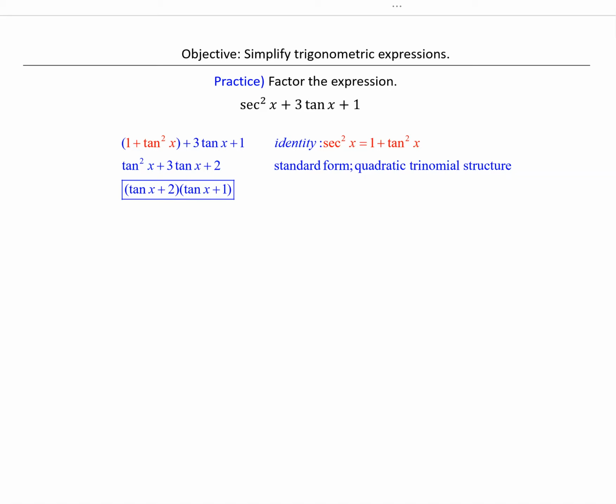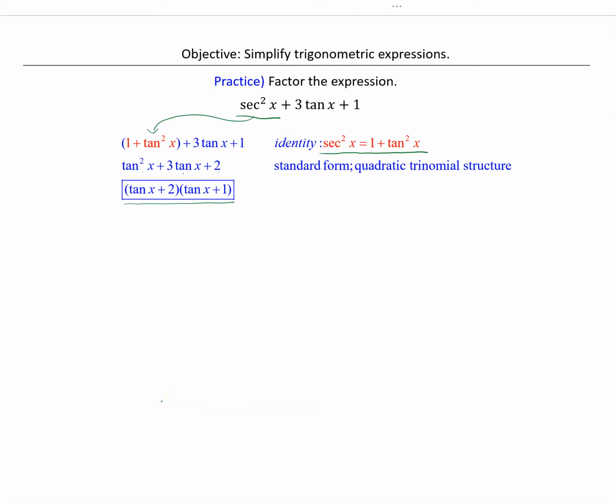So here we have a Pythagorean identity that involves secant squared, and it says that secant squared is equal to 1 plus tangent squared. So we can do a substitution for that. Now we have all powers of tangent and then just numbers. Put it into standard form, we then have tangent squared plus 3 tangent plus 2. And then that will factor into this product of binomials.